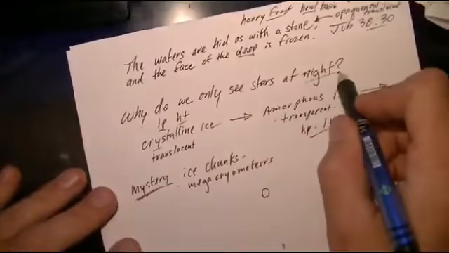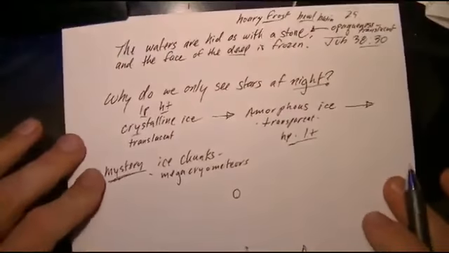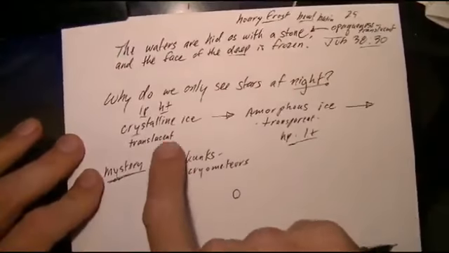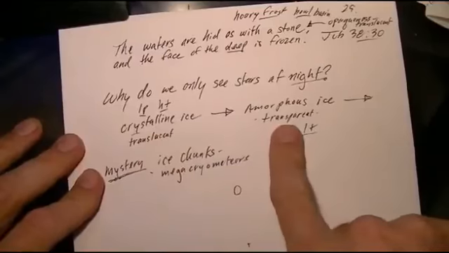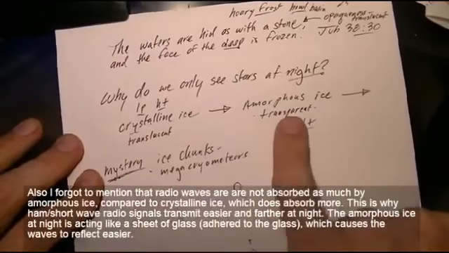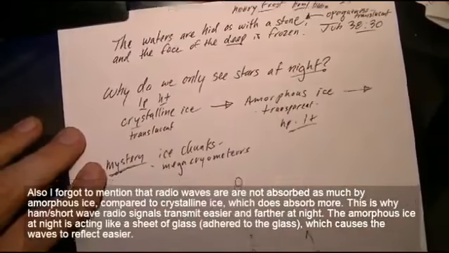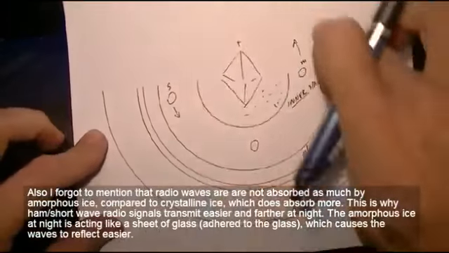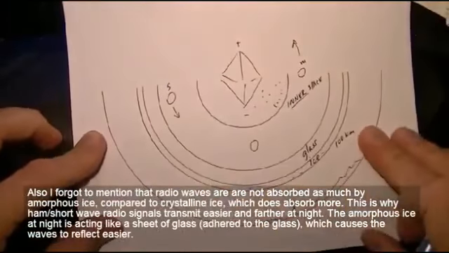So that is why we only see stars at nighttime, because there's a transition process that takes place daily from crystalline ice to amorphous ice, from translucent to transparent, as the sun revolves around the inside of the earth. Okay?